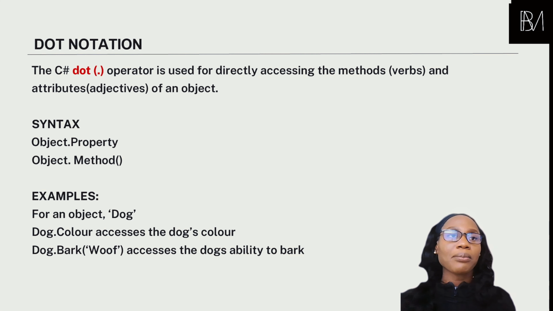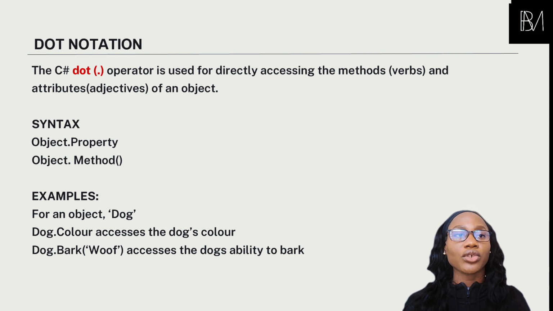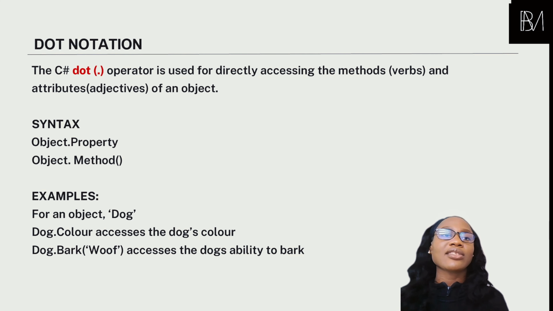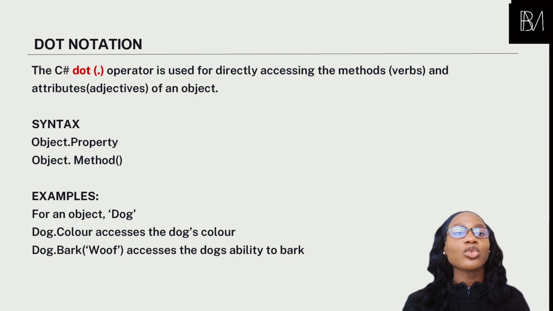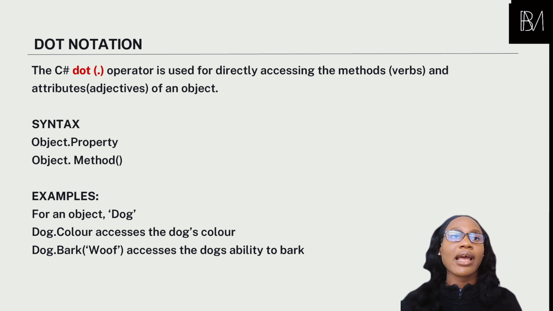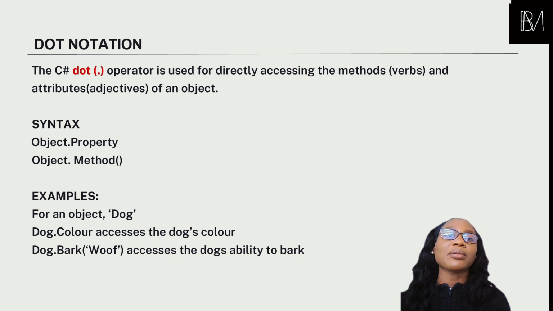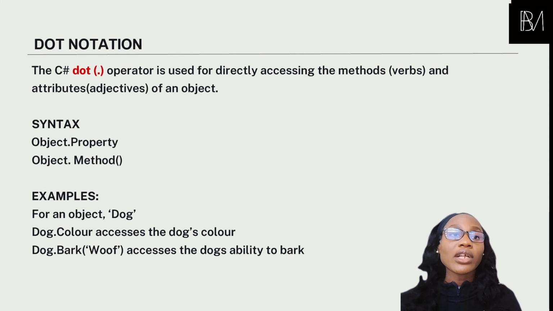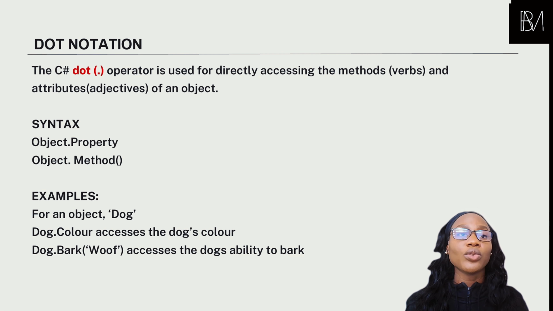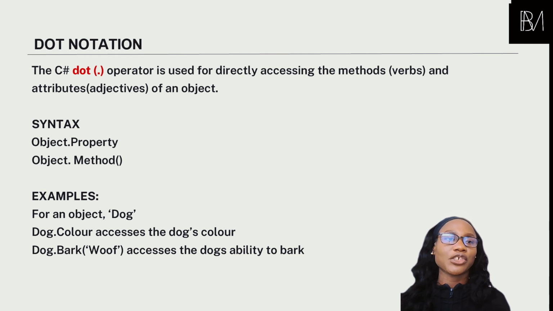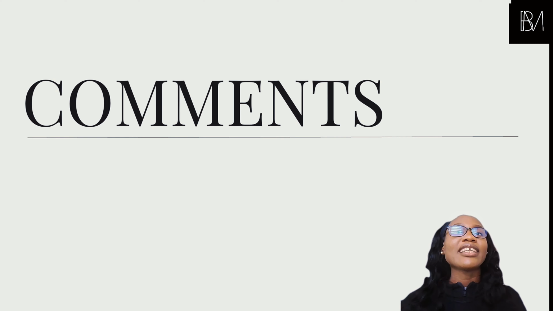So for example, if we wanted to access a dog's color, we would say dog.color. And if we wanted to access the dog's method of barking, we would say dog.bark with two brackets. Always methods have to end with brackets. But if there's another data type that needs to go into the method, so we want it to bark woof, we will put that within the brackets. It's going to get a lot clearer as we start to code, but it's good to know the general rules of the C# syntax.